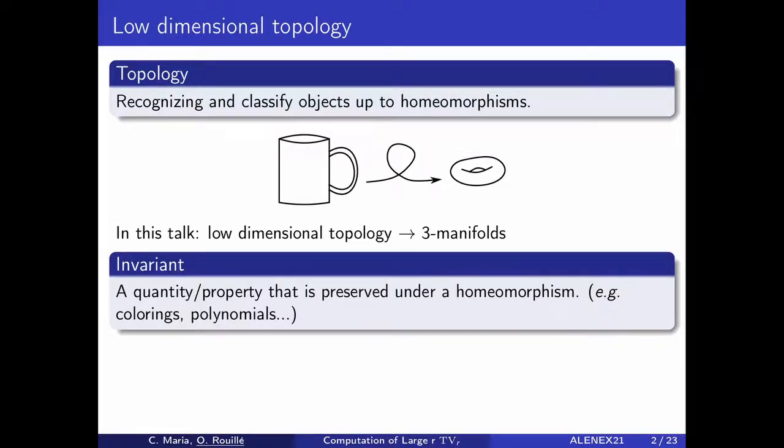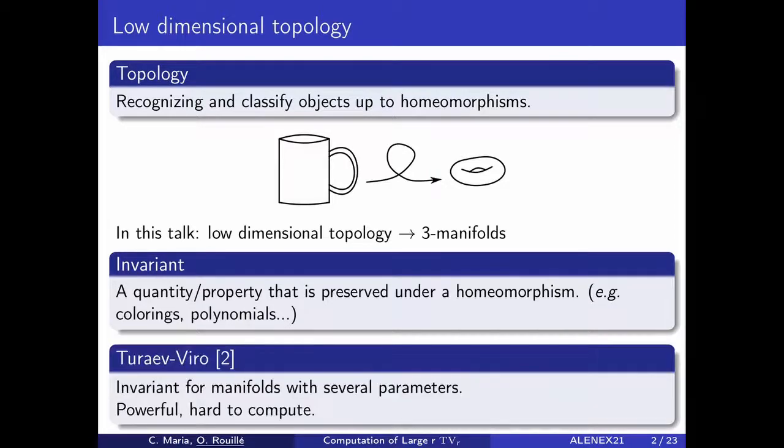An important part of topology is the study of invariants. These are quantities that are preserved under homeomorphism. Since homeomorphisms are very complicated objects, these invariants allow us to make the comparison between objects much easier. And a famous invariant, also the one we will be looking at for this talk, is the Turaev-Viro invariant.